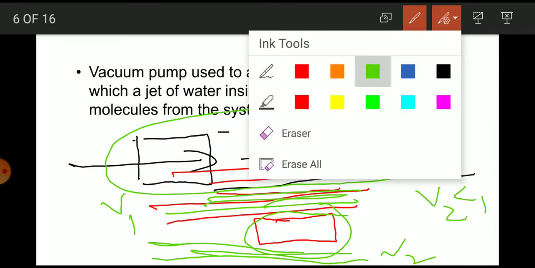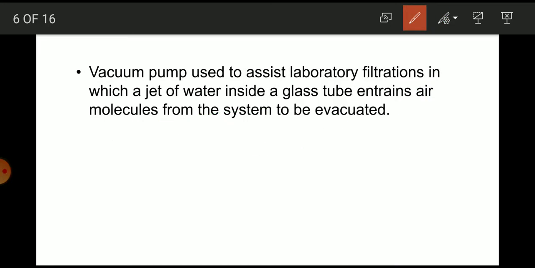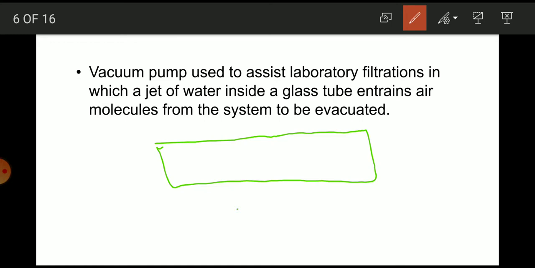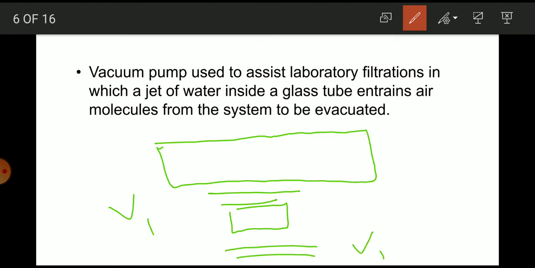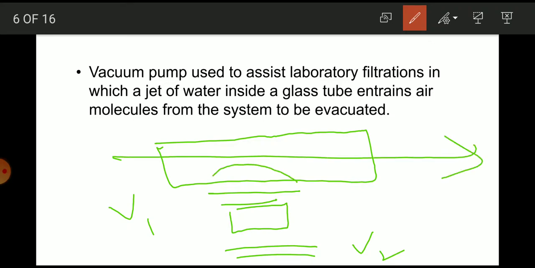I will draw again. Here an object is moving. You are standing at this location. Here the speed of air is v1, and here the speed of air is v2. So it is moving very fast. So in this area velocity will be high as compared with this area. So v1 is greater than v2.